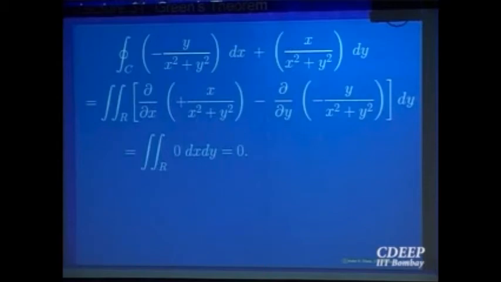You see the line integral, I don't know that curve at all. It is some simple closed curve which avoids the origin. Any simple closed curve, and I am able to integrate it, find its line integral. That's the power of Green's theorem.